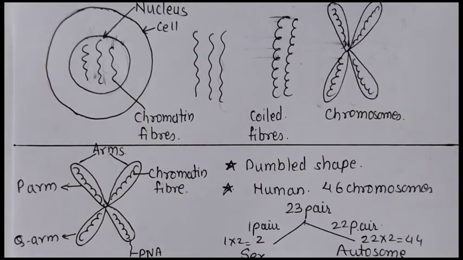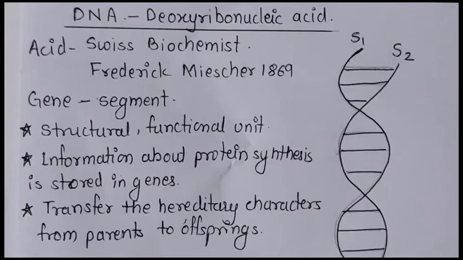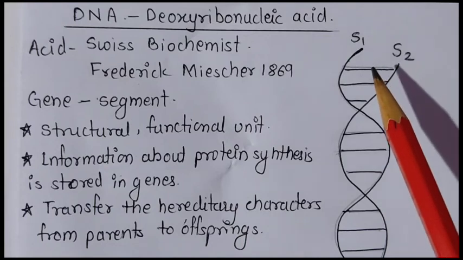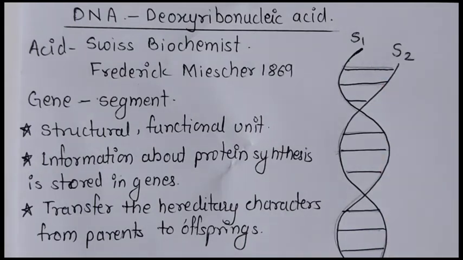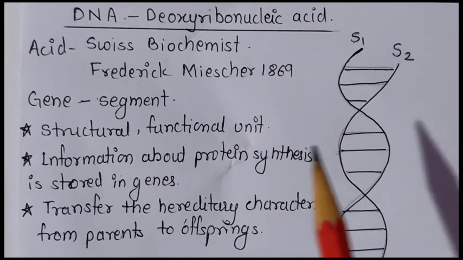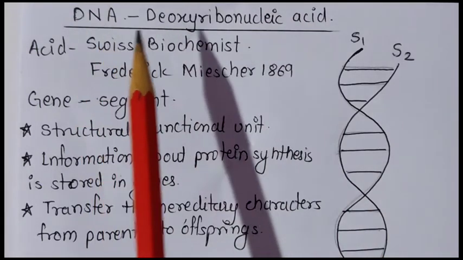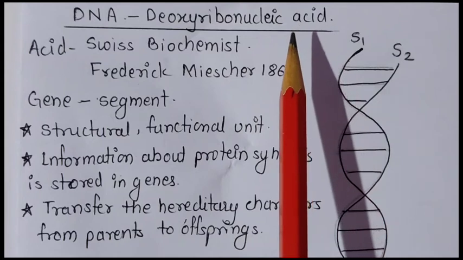Now we will continue with the next topic, that is the DNA. As I told, the DNA is present in your chromatin fibers, that is in the chromosomes. So this is just an introduction to DNA's rough structure. Here you can see the rough structure of your DNA. It looks like this. The full form of DNA is deoxyribonucleic acid.